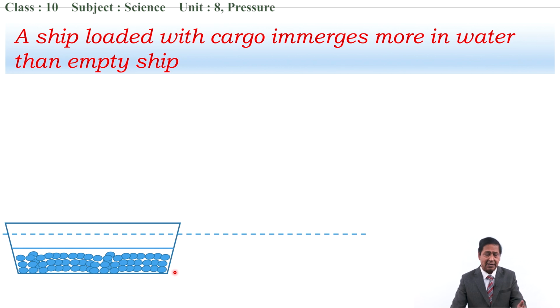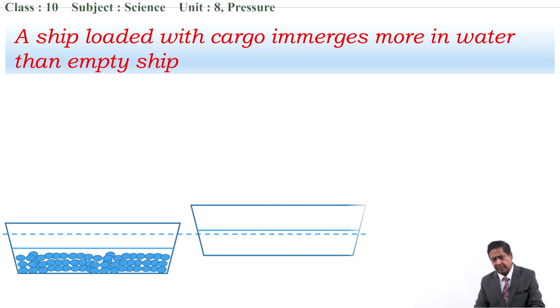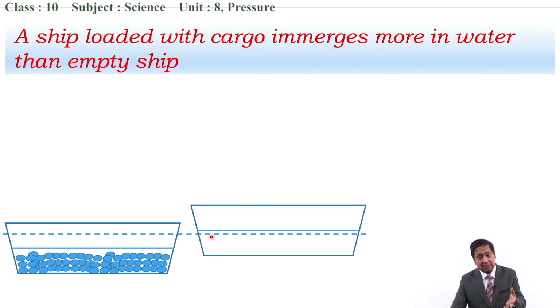According to the law of flotation, every floating body displaces liquid equal to its own weight. Its weight is more, that's why it has to immerse more to displace liquid equal to its own weight. But look at this other one. This ship is not loaded with cargo, that's why its weight is less. Because of less weight, it will immerse less, and it still displaces water equal to its own weight. That's why a loaded ship immerses more, but an empty ship immerses less.